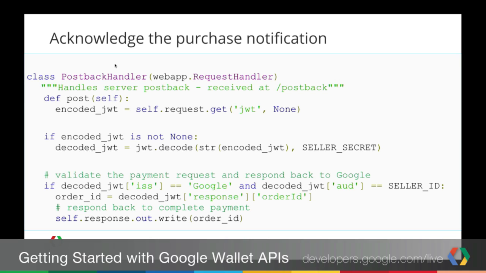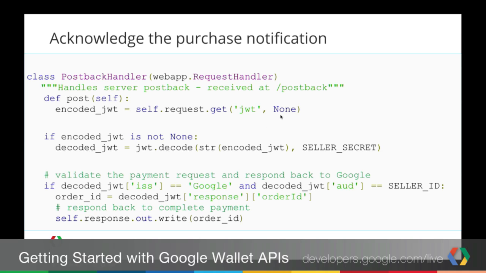On your server, where you prepare your JSON, you can also set up a postback handler that will receive the transaction notification from Google. And here I have an example. It is Python, but you can adapt it to Java or PHP. It shows how simple it is to acknowledge the notification from Google.